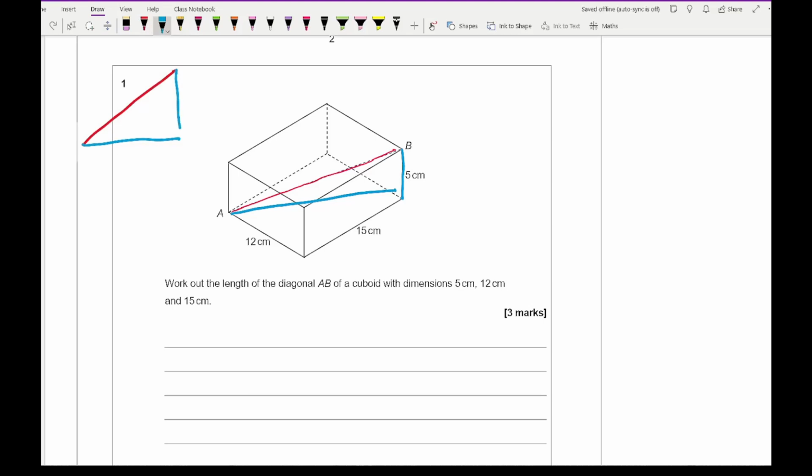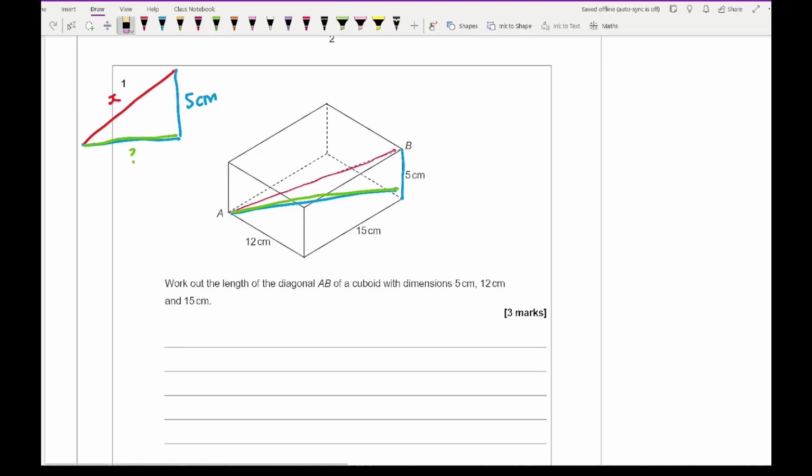Now looking at the diagram, I know one of the lengths, which is 5 centimeters, and the pink line is what I'm looking for, so I'm just going to call that X. So what I need to do is work out what this green line is going to be. If I knew that, I can then use Pythagoras to work out what that is.